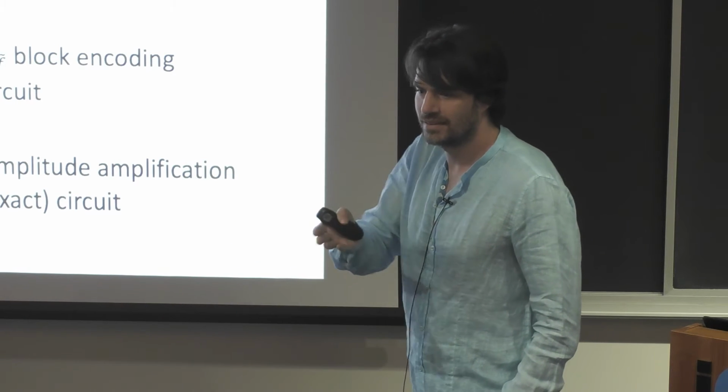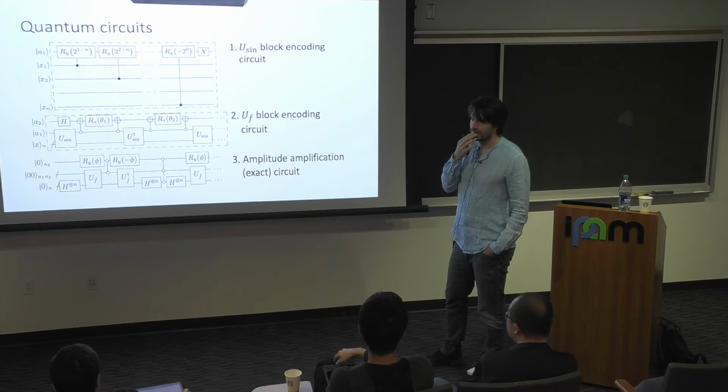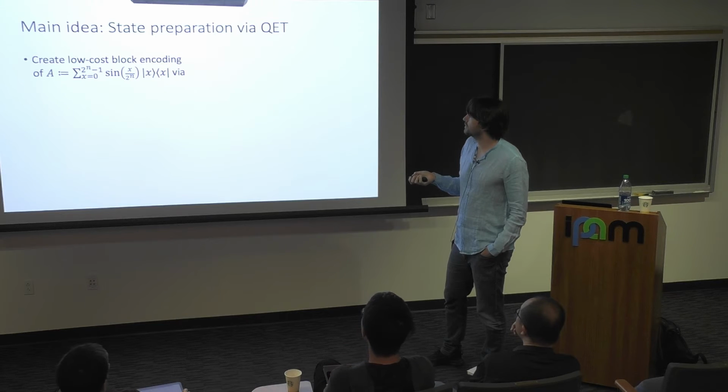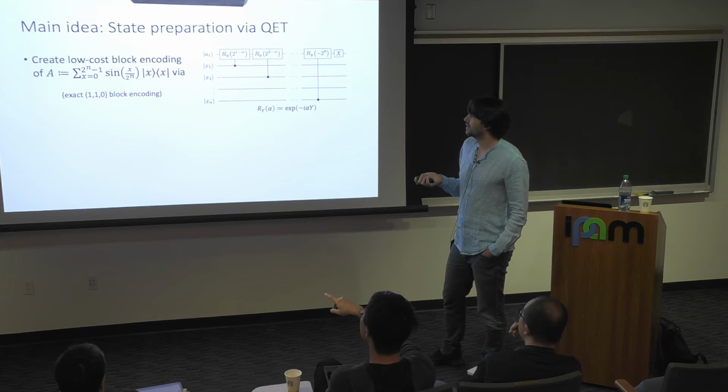Yes. So is U sine a permission block encoding or just a block encoding? What's the difference here? I would just use this one, with alpha 1 and epsilon 0. So what I mean is, if it's a permission block encoding, you don't need U sine dagger.